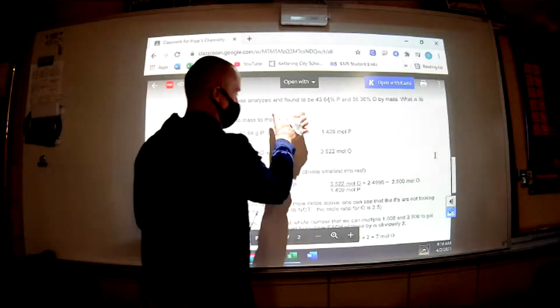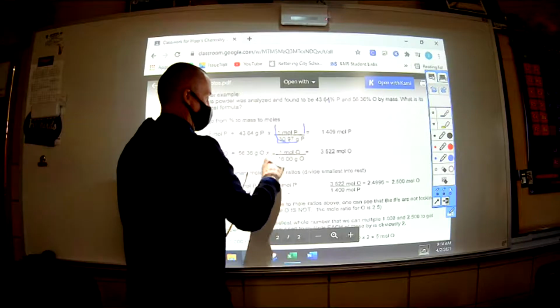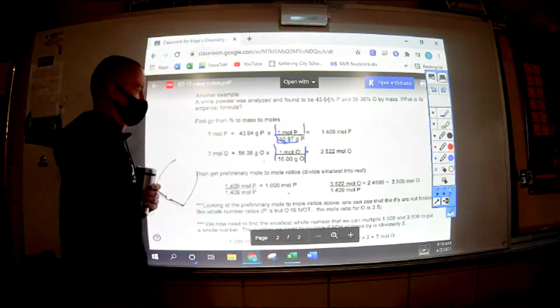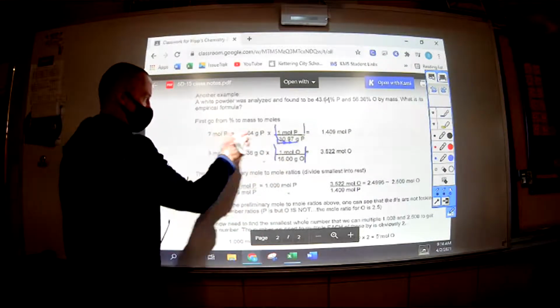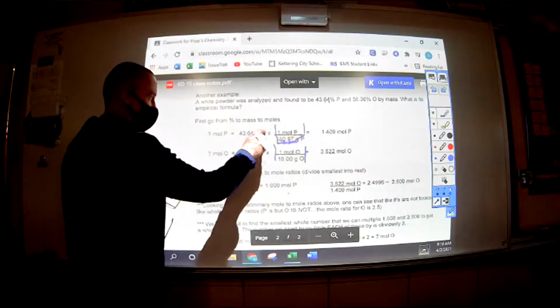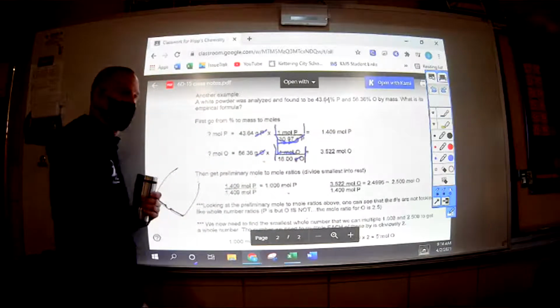And then we multiply those by a conversion factor. We're starting with grams. Grams are on the bottom. We're finding moles. It's on top. The grams of phosphorus and the grams of oxygen cancel out, leaving us with moles. Factor label method.